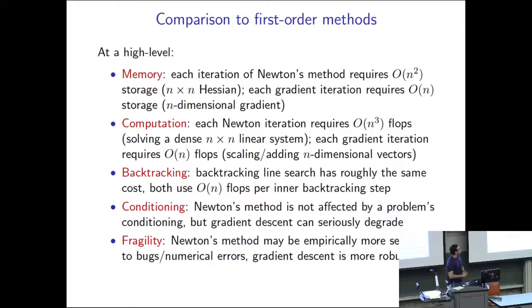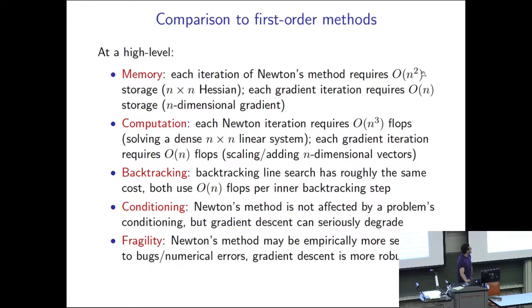Let's do a very high-level comparison on many axes to first-order methods. What does memory usage look like between Newton's method and gradient descent? Well, in gradient descent, you only need to store the gradient, right? Once I'm somehow evaluating the gradient, I just have to store n numbers, and I get to move in that direction.